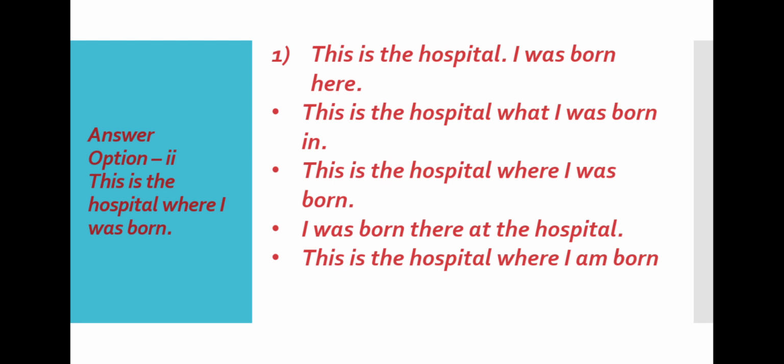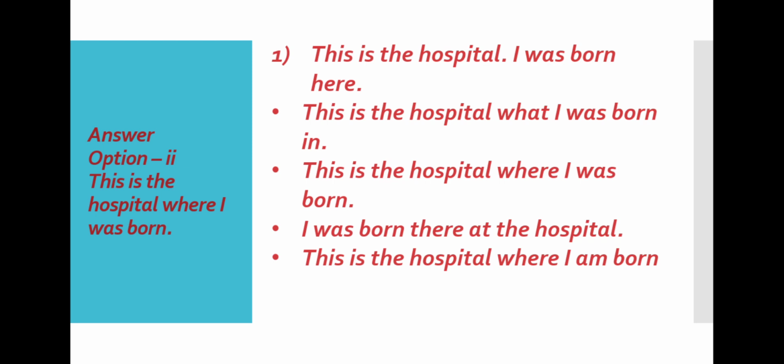Next, this is the hospital where I was born. Third sentence is I was born there at the hospital. Over here it is written I was born there at the hospital, but the main sentence is this is the hospital, not there. And the last option is this is the hospital where I am born. Look, you were born in the past, many years ago, so the answer should be was, not am. So even this is a wrong option. The correct option is the third option. Clear? Sorry, not third, second option. The correct option is the second option: this is the hospital where I was born.